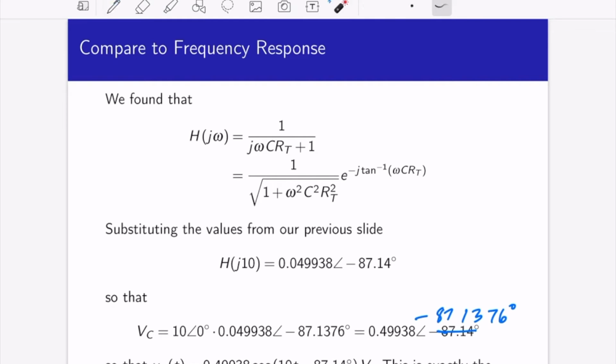So we can write then in the time domain VC of t is equal to the amplitude 0.49938 cosine of omega t, remember omega is 10 radians per second for our case, plus the angle, which is minus 87.1376 degrees. Okay, and this is the same exact result that we saw when we did AC analysis on this circuit.